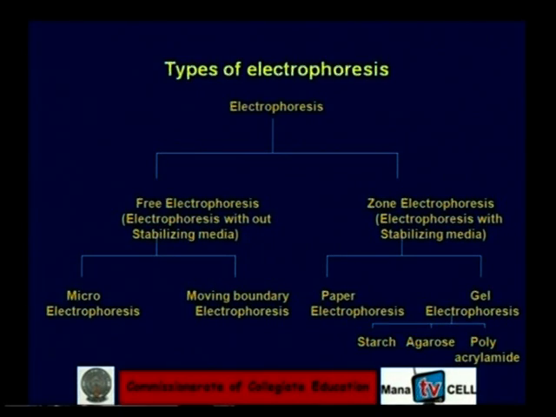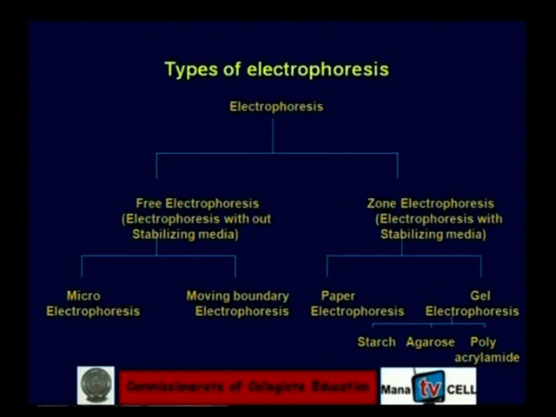These are the types of electrophoresis. It is majorly classified into two types. The first is free electrophoresis, which is electrophoresis without a stabilizing medium, and the second is zone electrophoresis, which is electrophoresis with a stabilizing medium. Free electrophoresis is again classified into microelectrophoresis and moving boundary electrophoresis. Zone electrophoresis is classified into paper electrophoresis and gel electrophoresis.